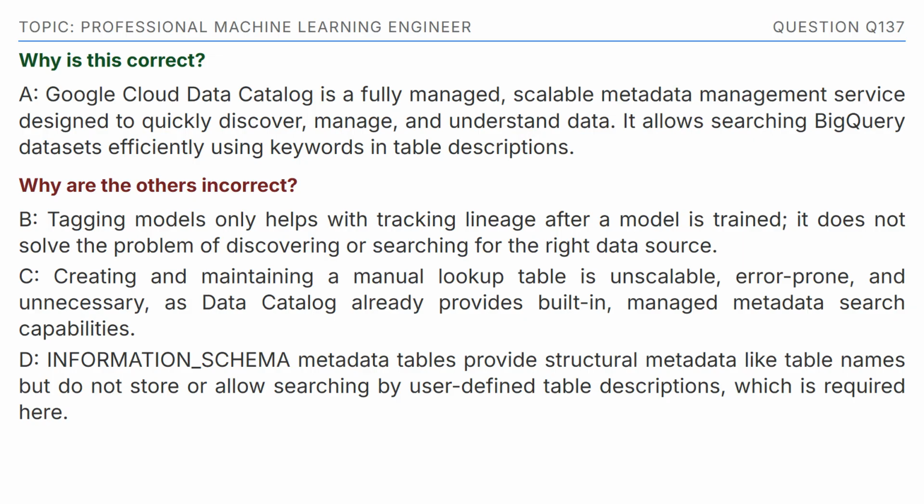Why are the others incorrect? B. Tagging models only helps with tracking lineage after a model is trained. It does not solve the problem of discovering or searching for the right data source. C. Creating and maintaining a manual lookup table is unscalable, error-prone, and unnecessary, as Data Catalog already provides built-in, managed metadata search capabilities. D. INFORMATION_SCHEMA metadata tables provide structural metadata like table names but do not store or allow searching by user-defined table descriptions, which is required here.